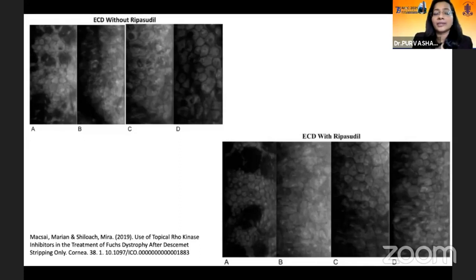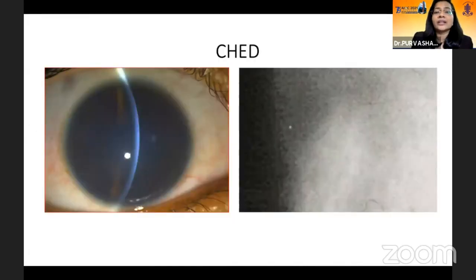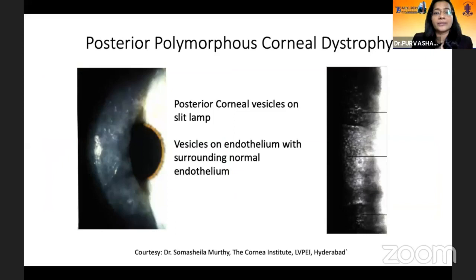And this has basically been demonstrated with the use of Rho kinase inhibitors like ripasudil also. In cases of congenital hereditary endothelial dystrophy, the stromal haze mostly does not allow us to get a good specular image. So these cases do not benefit much from specular microscopy.